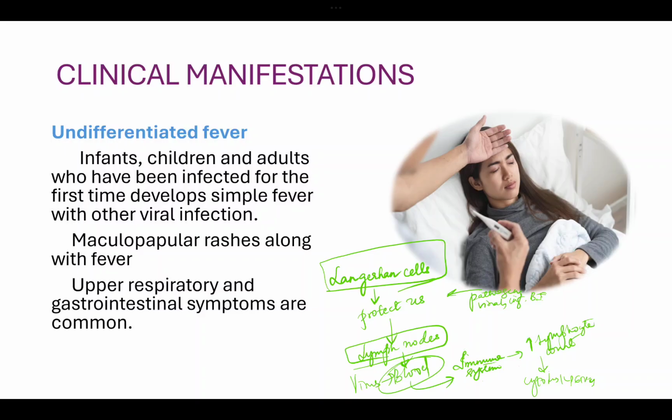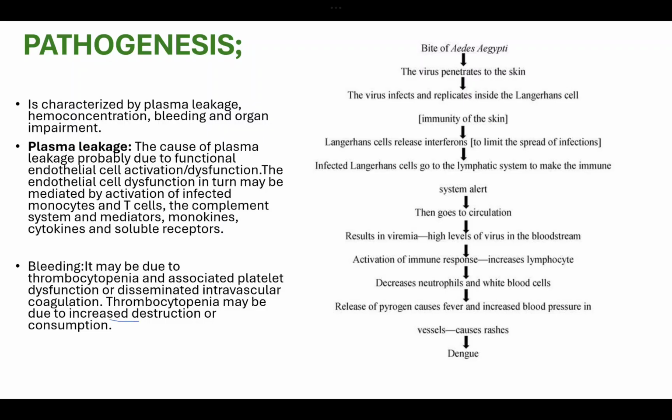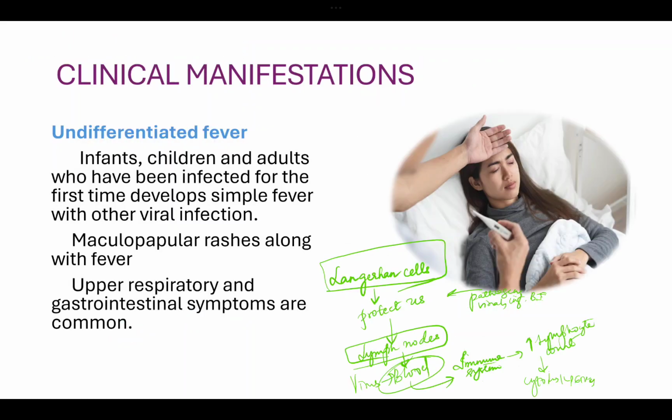These activated platelets will quickly, how the organ impairment occurs, we'll see. The thrombocytopenia may be due to increased destruction or consumption, and these activated platelets are removed more quickly from the circulation by the spleen or the liver, and the cytokines will cause the platelet destruction. They will cause the capillary leak, worsening the bleeding risk. Is it clear? Now we'll see the clinical manifestations.